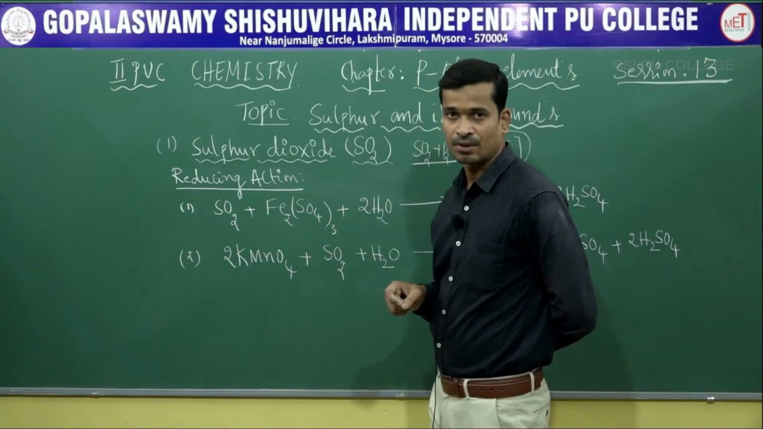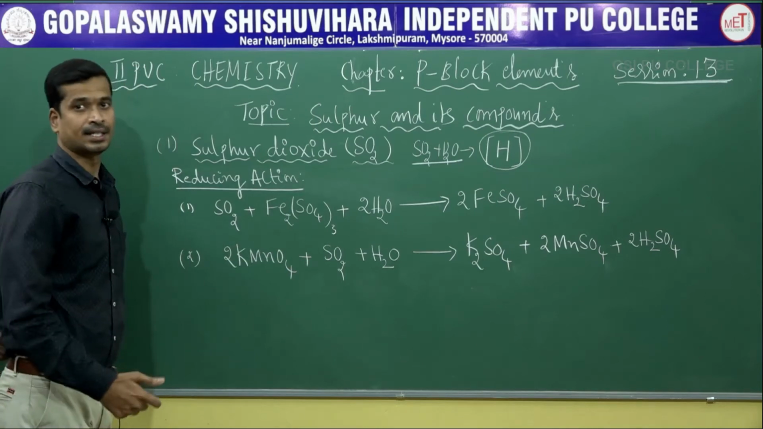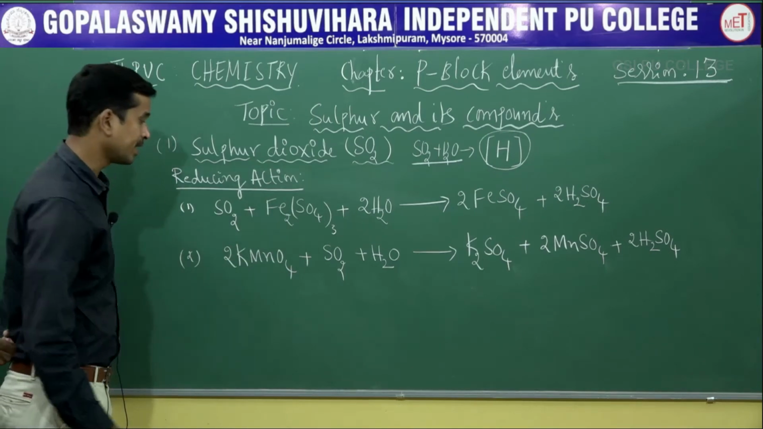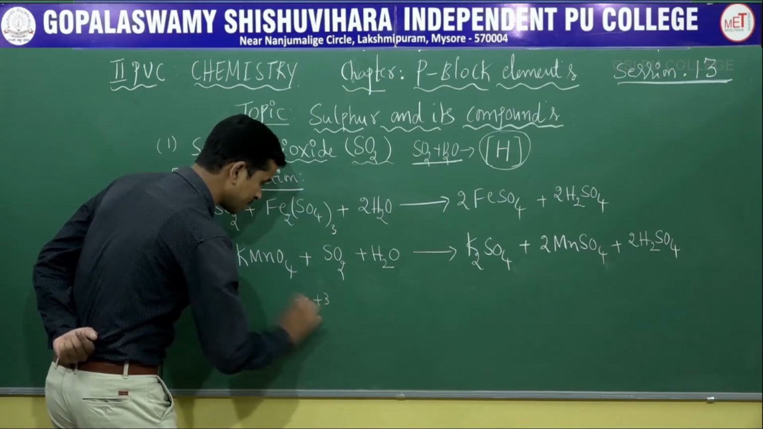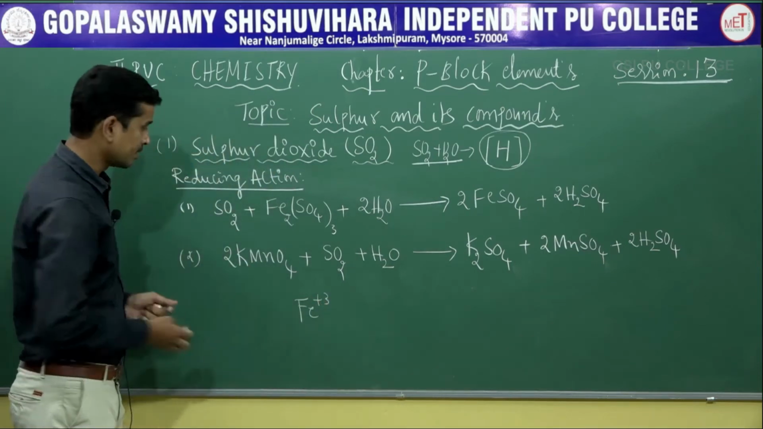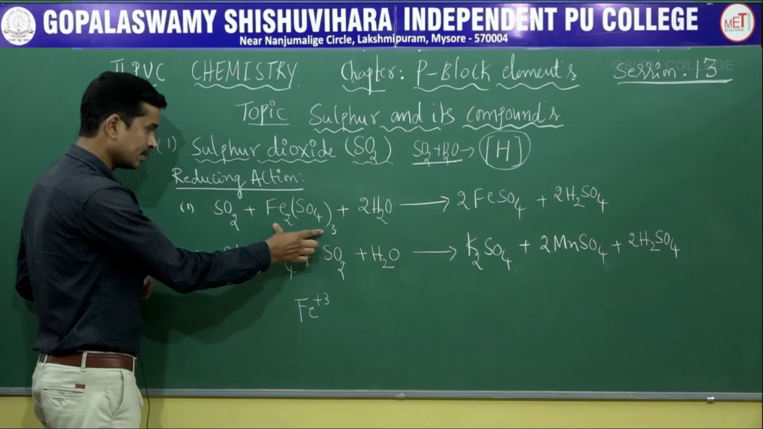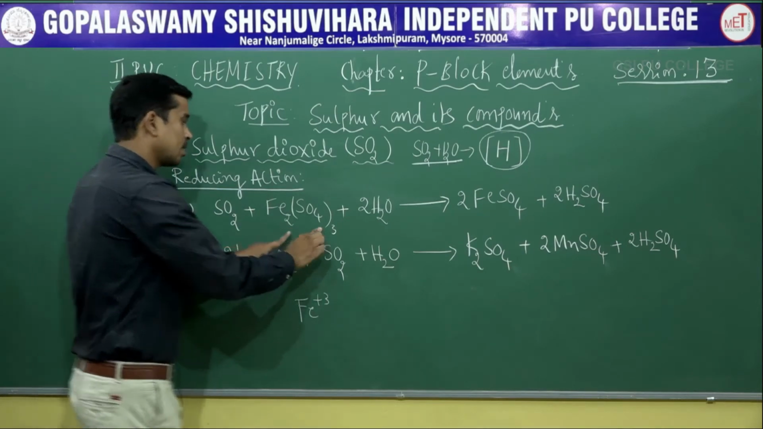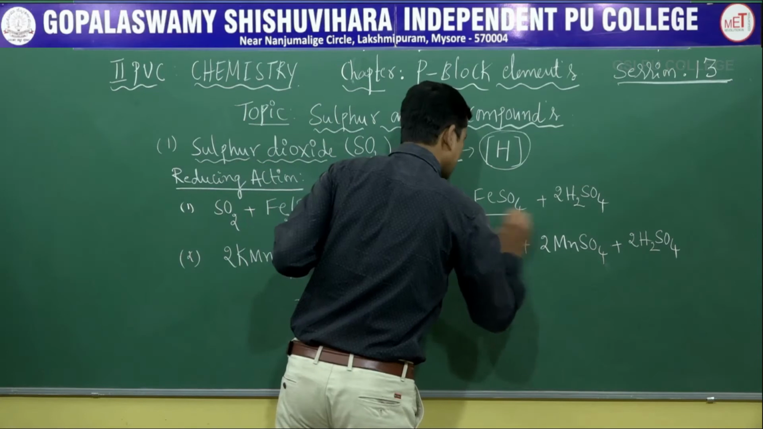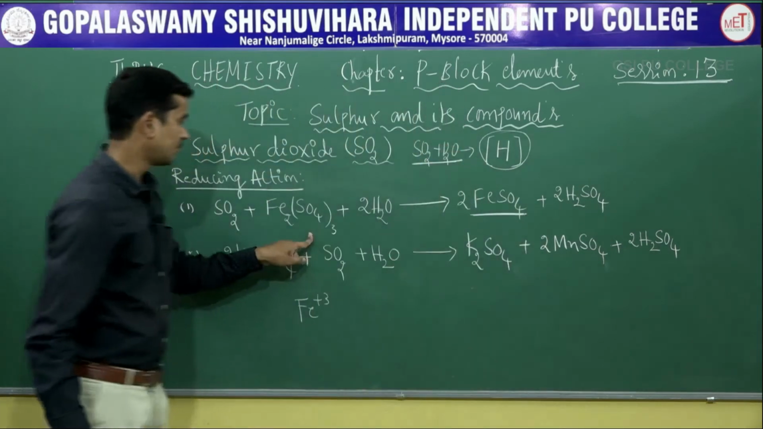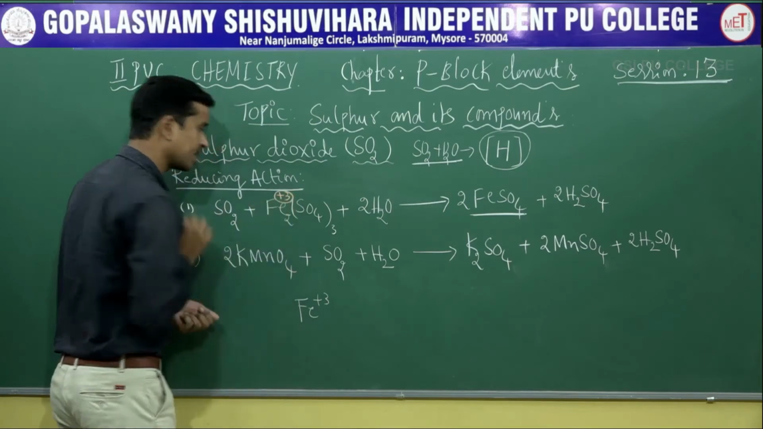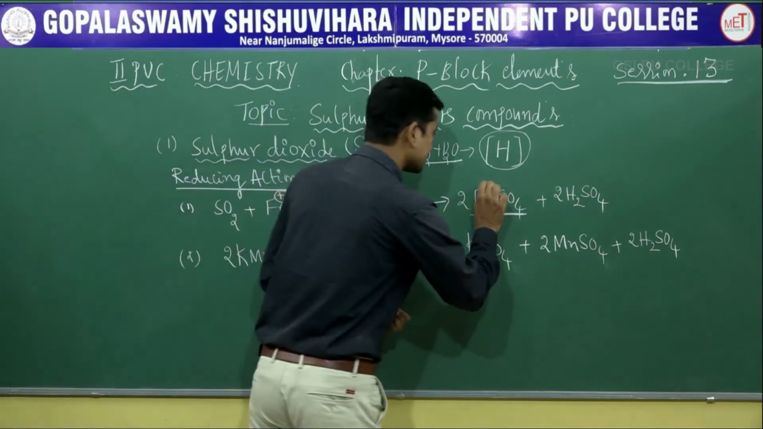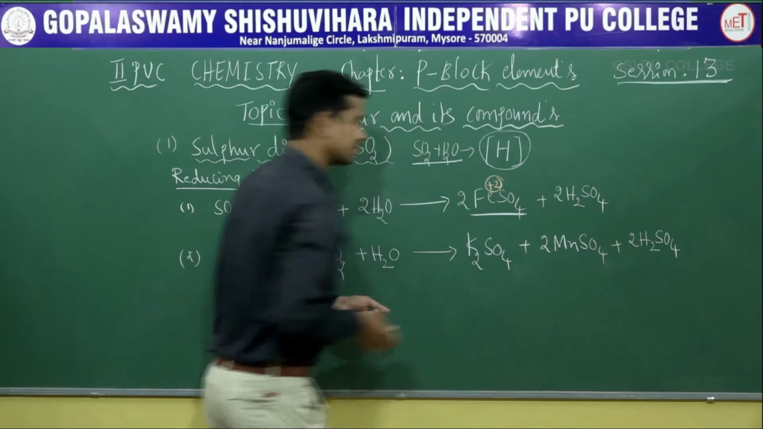Fe2(SO4)3 is called ferric sulphate. Ferric means what? Iron in the +3 oxidation state. Ferric sulphate is converted into ferrous sulphate. In ferric, the oxidation state of iron is +3; in ferrous, the oxidation state of iron is +2.